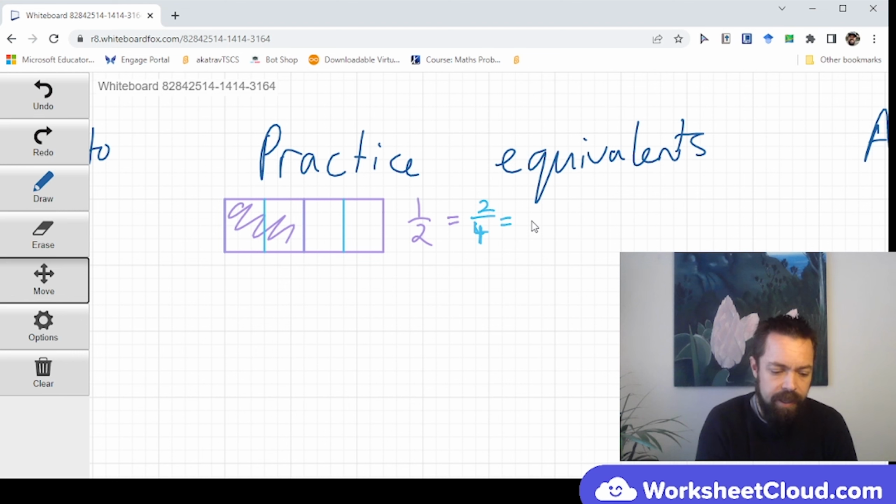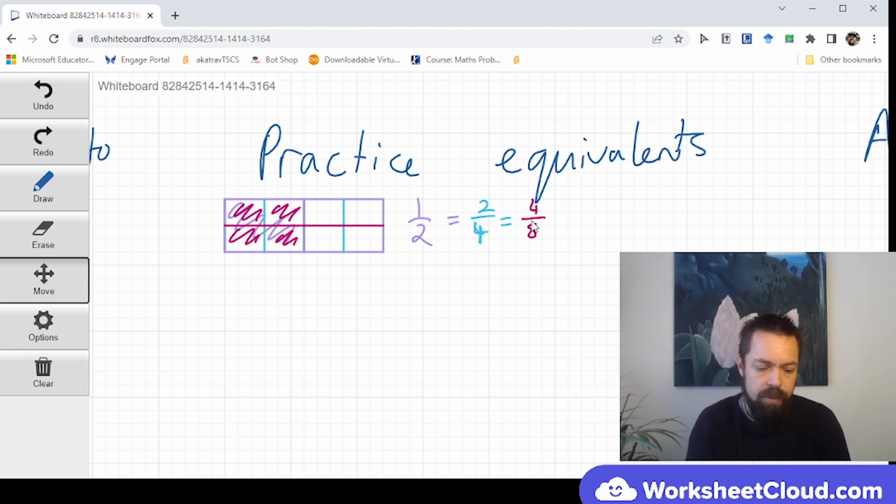Right, but I could then again divide each of these halves or quarters into more pieces. So now if I'm having a look at it over here, I've got 1, 2, 3, 4 colored in, still the same amount colored in, and it represents the same amount. I've got 4 colored in, and in total there are 8. So it is also true for me to say that 4 over 8 is equal to 2 over 4 is equal to a half. So each of those is equivalent fractions.